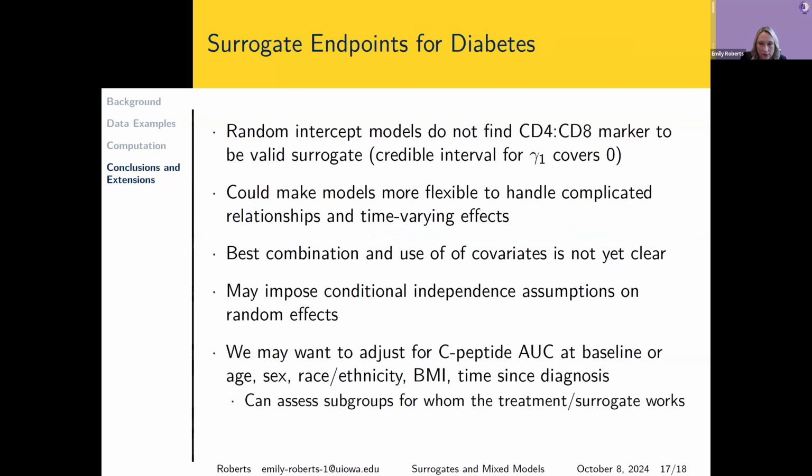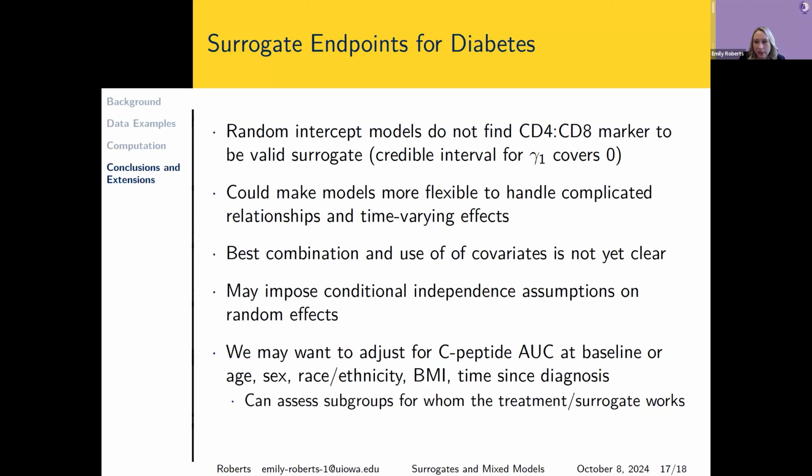Here, I think I'll go ahead and skip to the findings that we had related to the diabetes study. Unfortunately, when we applied our algorithm to the CD4-CD8 marker, we did not find it to be a valid surrogate. In particular, I mentioned one of our key quantities, gamma 1, needs to have a positive value. When we did the estimation, it had a quite wide credible interval, so we couldn't say decisively whether or not it was positive.